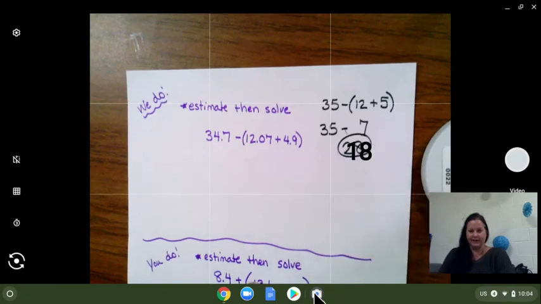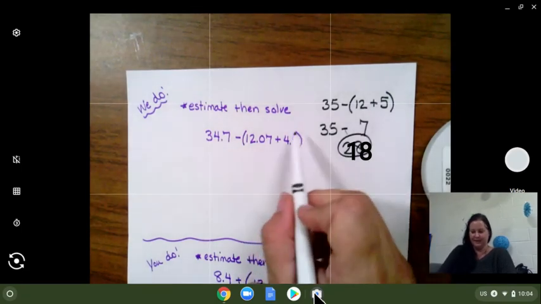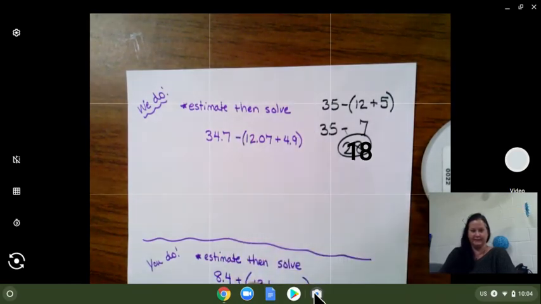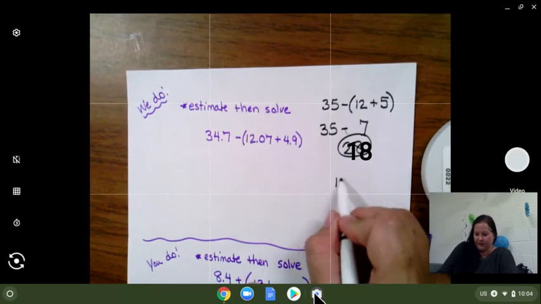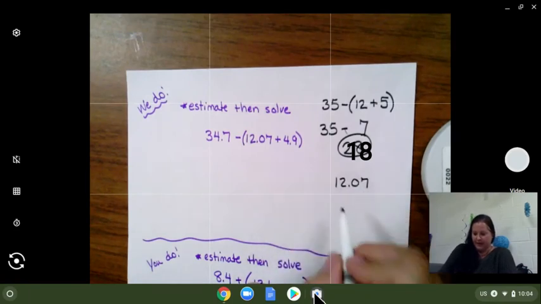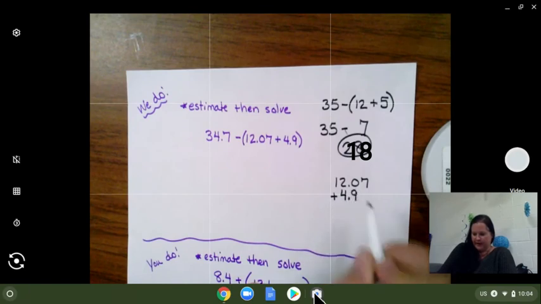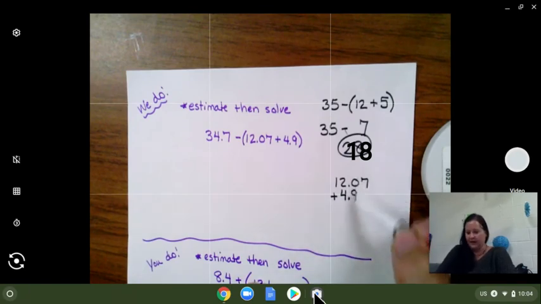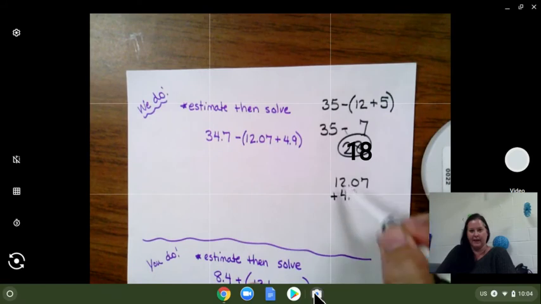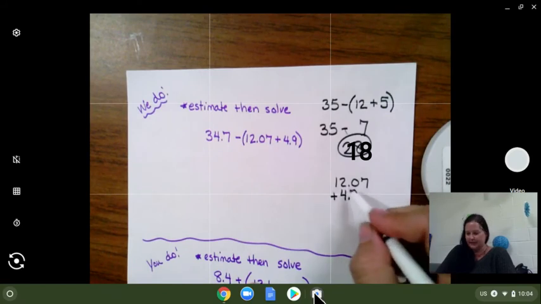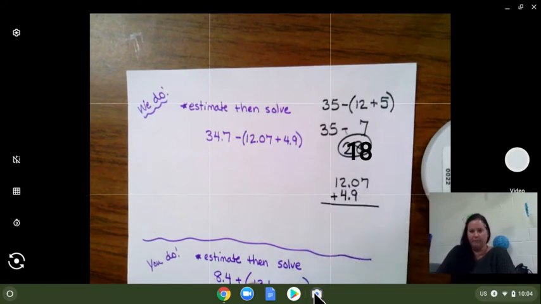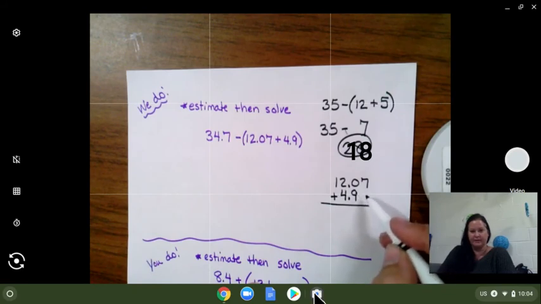Let's try our actual problem. We're going to start with the parentheses. We're going to write down 12 and 7/100, our plus 4 and 9/10. Now look how my tenths spot are lined up, my one spot are lined up, my decimals are buttoned up, but there's no number under this. So you have to add a place holding 0, or you can just pretend the place holding 0 is there.